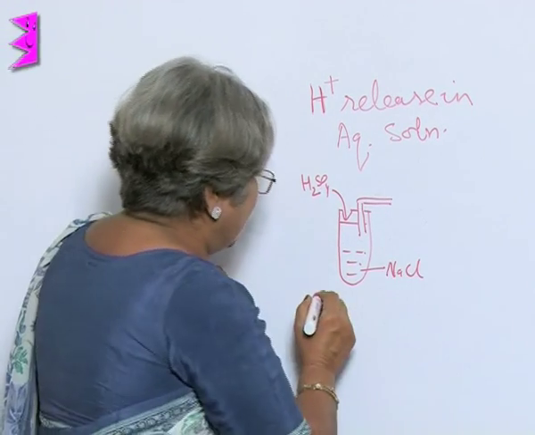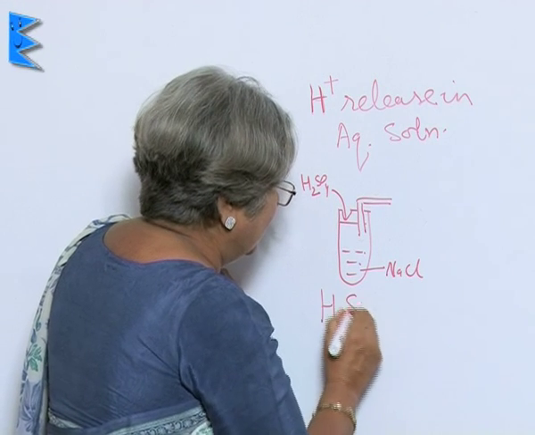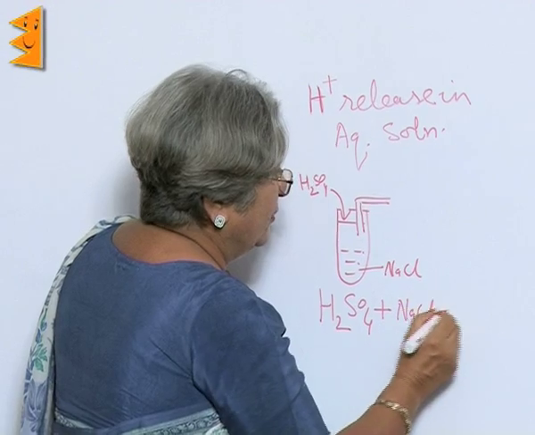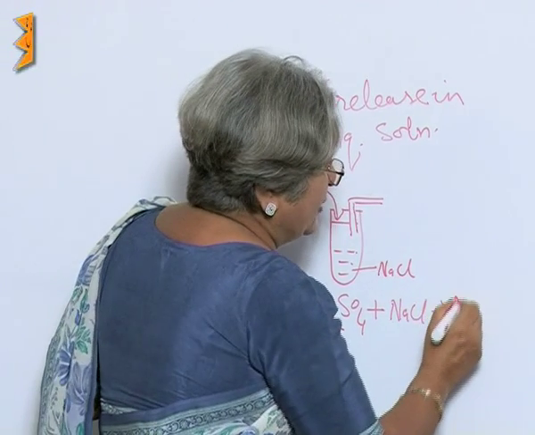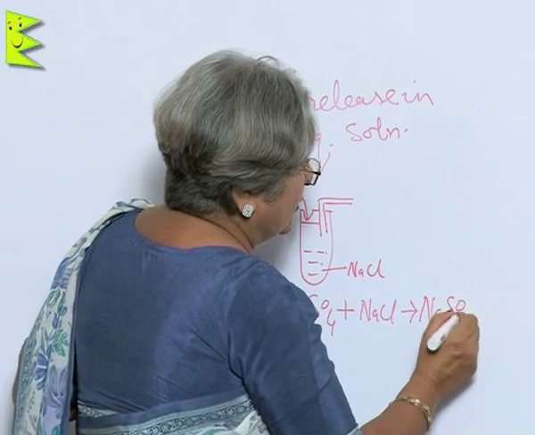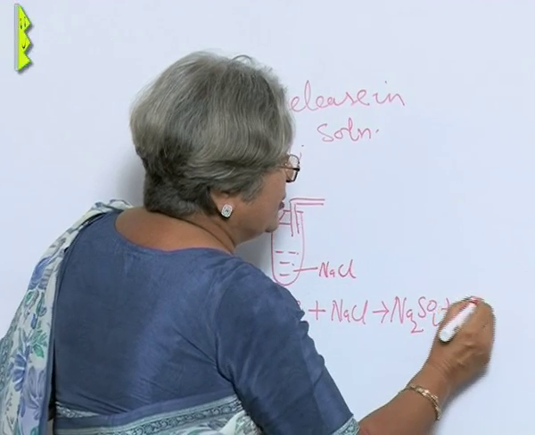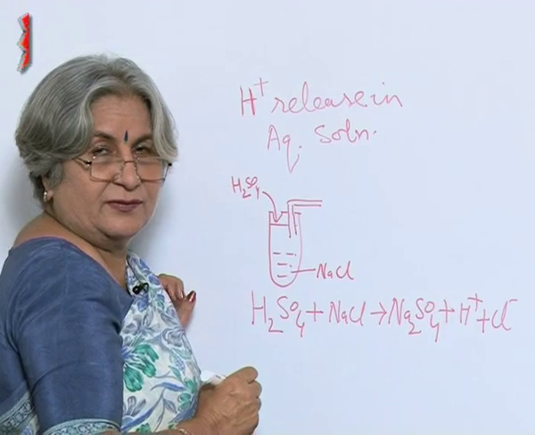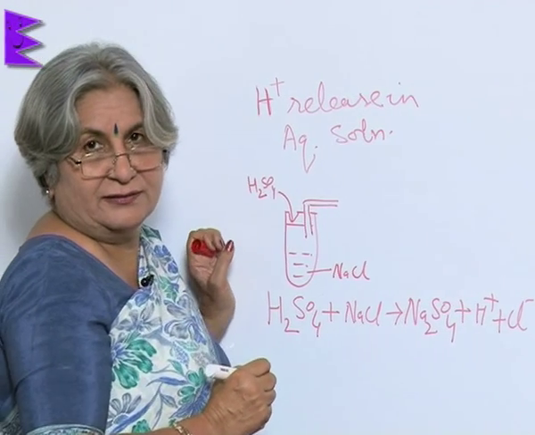Actually, what has happened is that sulfuric acid and NaCl produced Na2SO4 plus HCl, the hydrogen chloride.